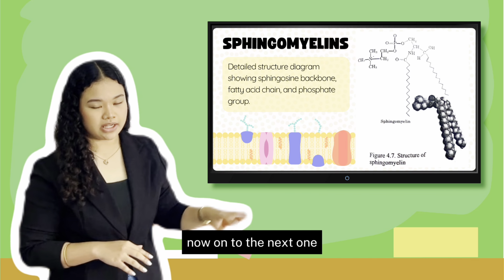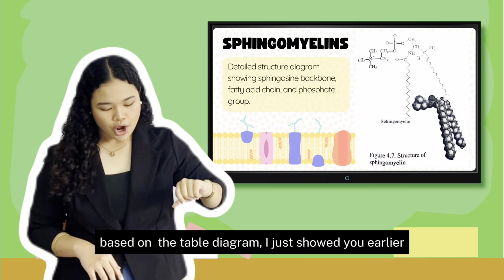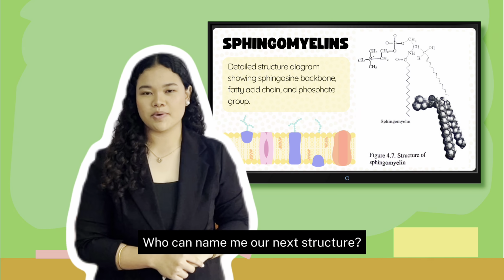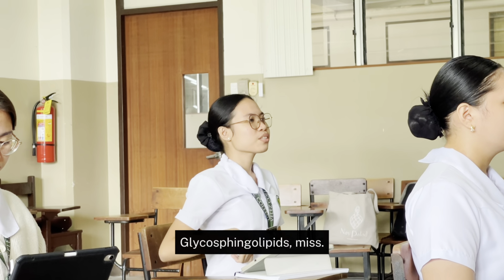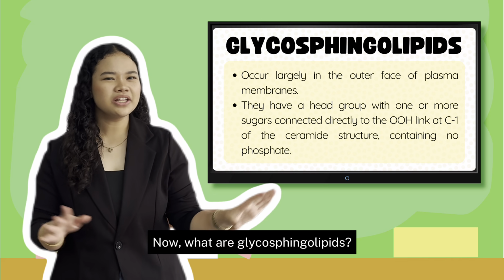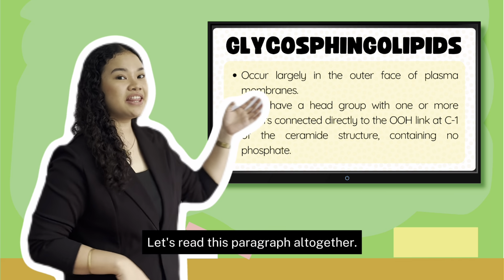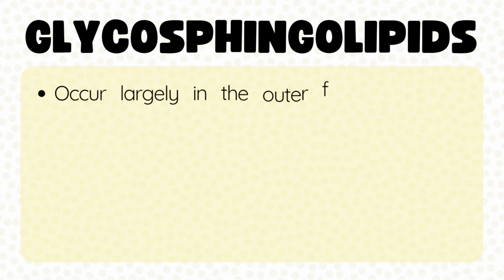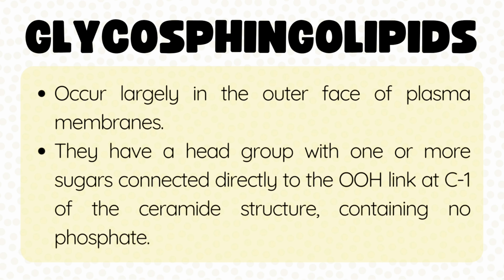Now on to the next one, based on the table diagram I just showed you earlier. Who can name me our next structure? Glycosphingolipids. Yes, thank you. Now what are glycosphingolipids? Let's read this paragraph all together. Glycosphingolipids occur largely in the outer face of plasma membranes. They have a head group with one or more sugars connected directly to the OH link at carbon 1 of the ceramide structure, containing no phosphate.